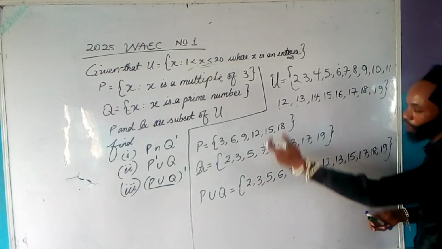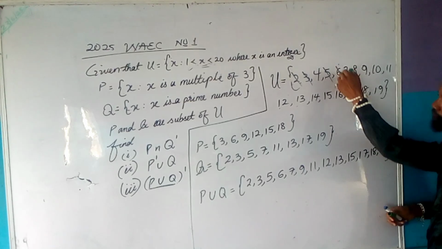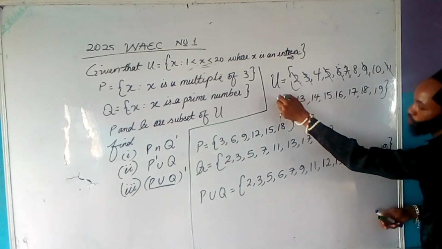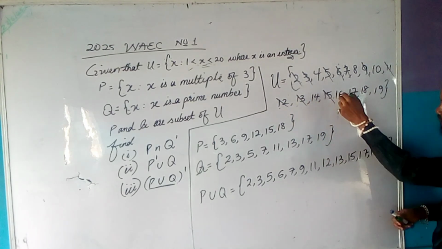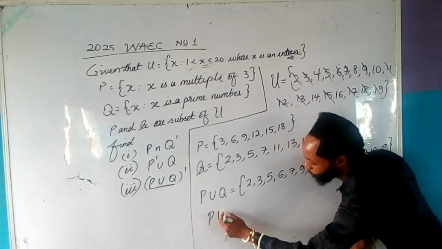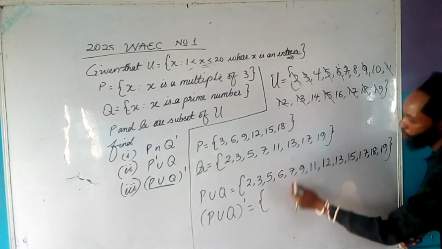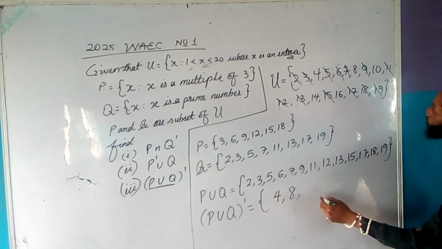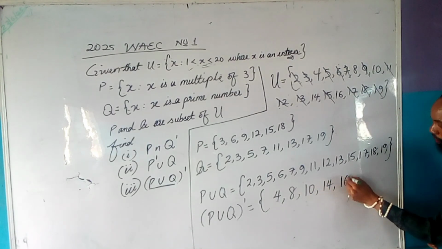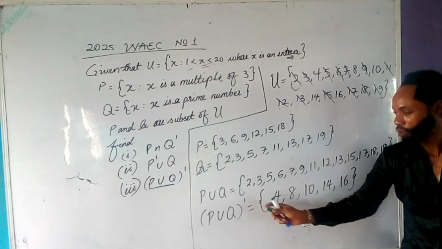So we're taking 2, 3. Let's take it out. We're taking out 2, 3, 5, 6, 7, 9, 11, 12, 13, 15, 17, 18, and 19. Now our P union Q, all complement, is whatever we have left. What do we have left? 4, 8, 10, 14, and 16. Then this is our P union Q, all complement.